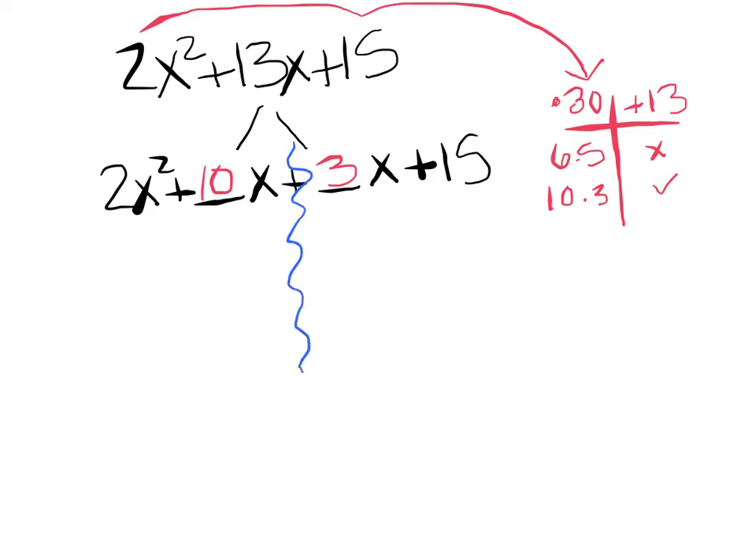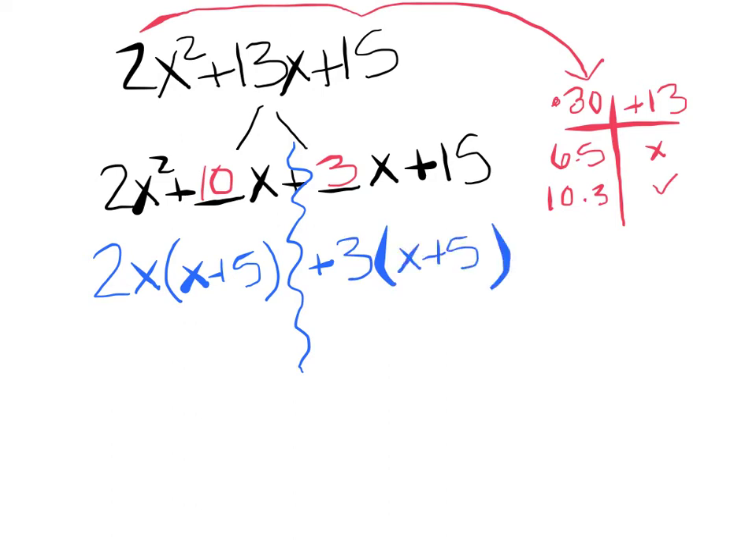2x squared and 10x. GCF is 2 and x. So we factor that out, and we're left with x plus 5. Now we start with a positive 3, so we don't have to worry about negatives on this one. 3x and 15. The GCF is 3, positive 3. When we factor that out, we're left with x plus 5.